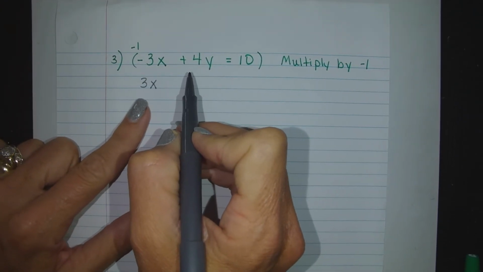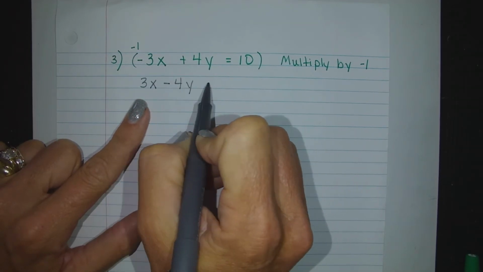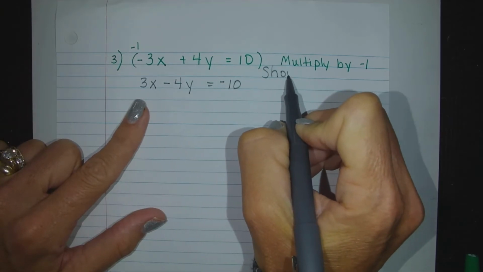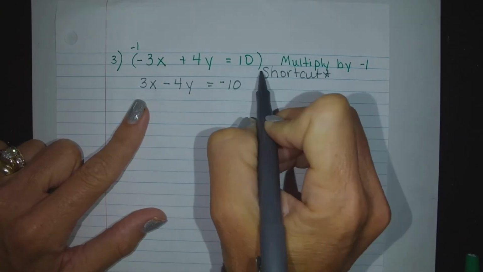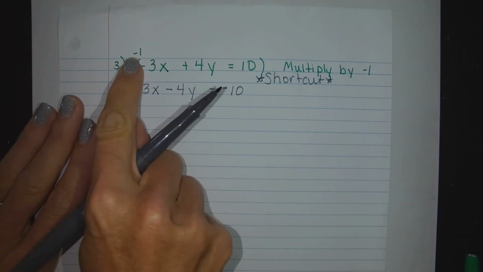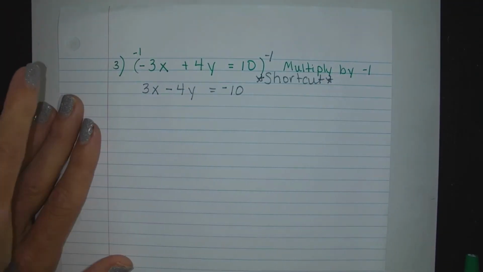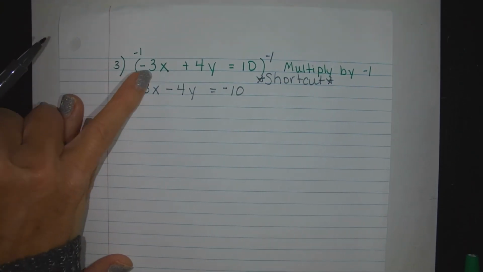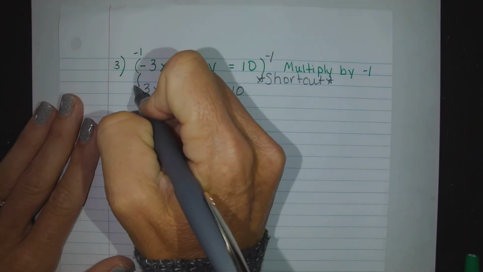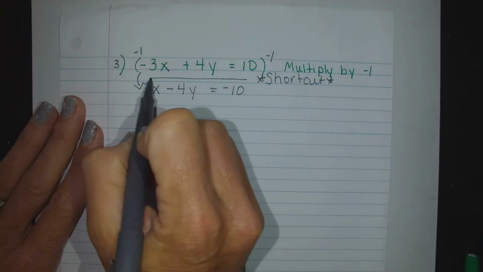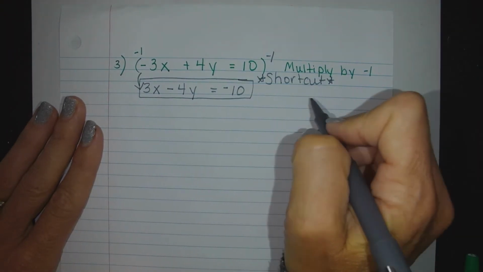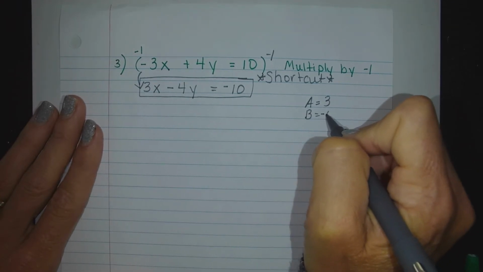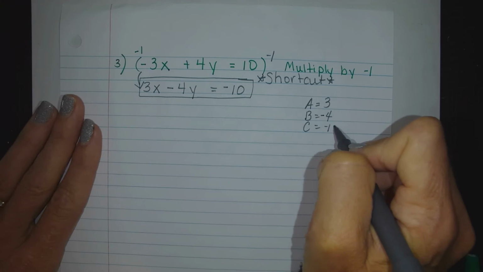This 4y now becomes negative 4y. Positive 10 now becomes negative 10. This is a shortcut. What would be the long cut, I guess? Well, you don't need to show the work of negative 1. Whenever you see this, because this will come up again in the next problem, you can just go from here to there. And this would be your answer. So what is A here? A is 3. What is B? Negative 4. Good. And C is negative 10.